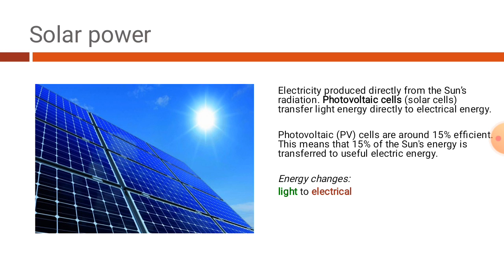You have studied this in the thermal energy chapter, that solar panels are painted with dark color paint. Why? Because they absorb light in a very effective way. But these photovoltaic cells are around 15% efficient. That is, only 15% of the sun's energy is transferred to useful electrical energy. With regard to the energy changes, the light energy is converted into electrical energy.